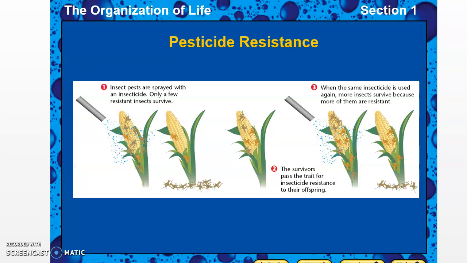So here's an example. You have insects sprayed with insecticide, a few live, and they pass the DNA on. So now you have more resistant insects. And then when the same insecticide is used again, more insects survive because they're resistant to the pesticide.